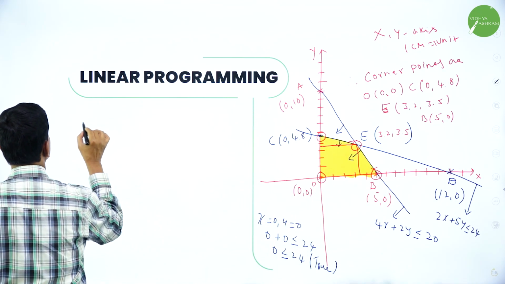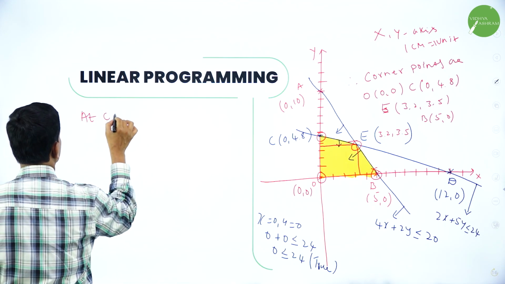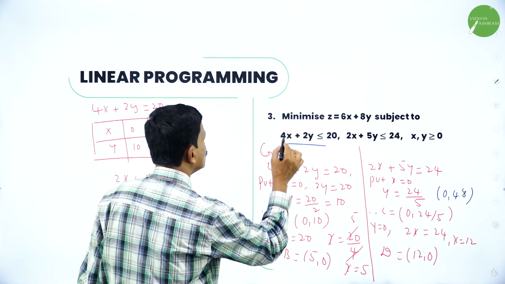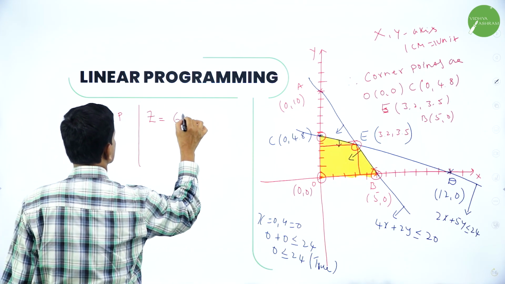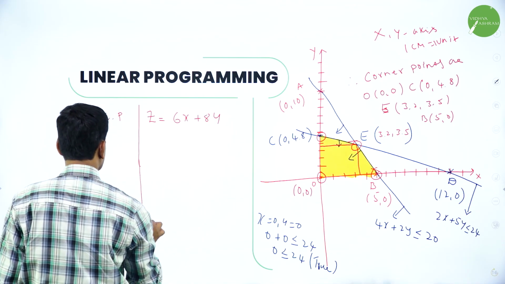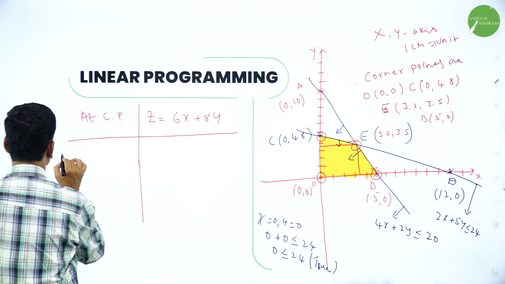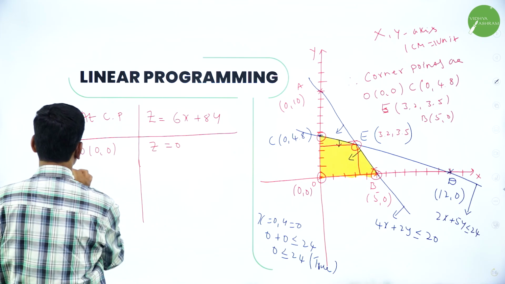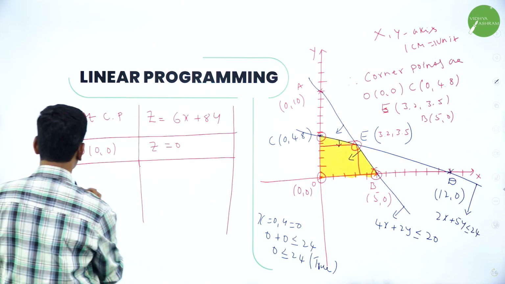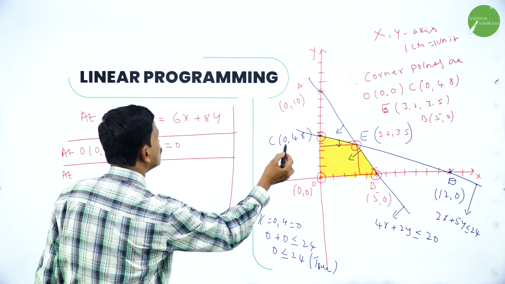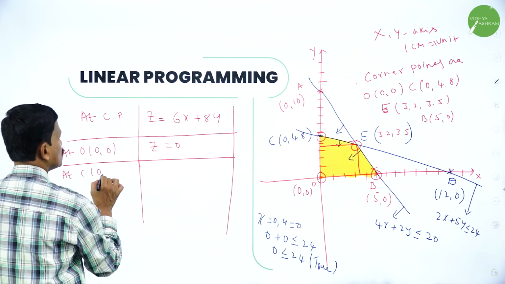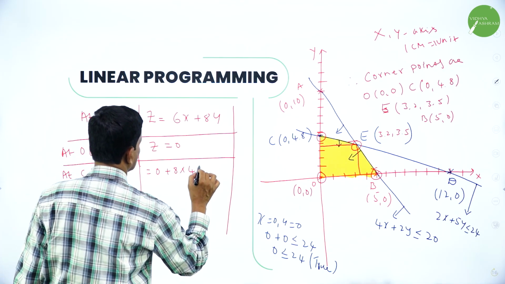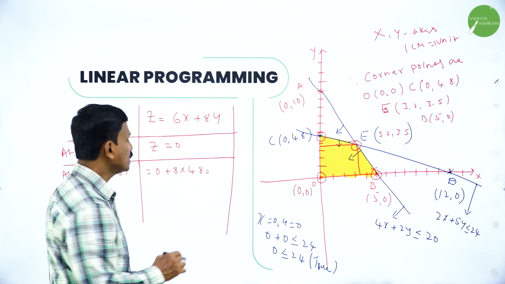So therefore, at corner points, what is given? Z is equal to, what is the objective function? 6x plus 8y. Substitute here. So at O (0, 0), Z is equal to 0. Next, at C (0, 4.8), this is 0 plus 8 into 4.8, that's equal to 38.4.